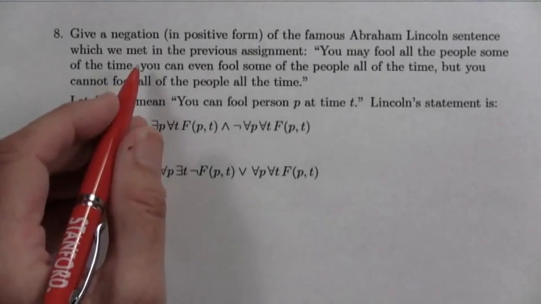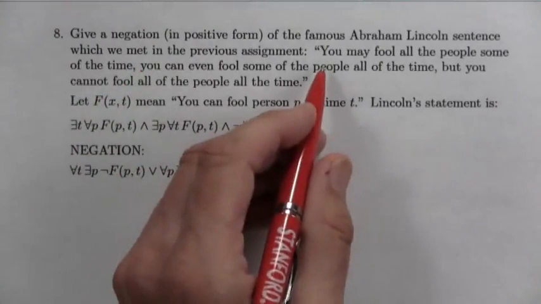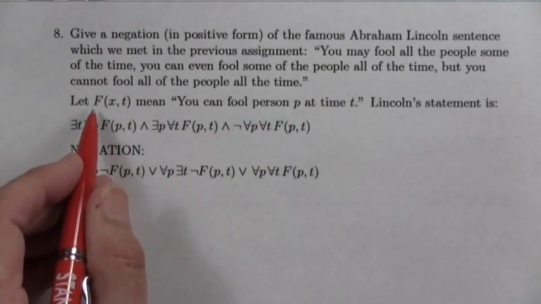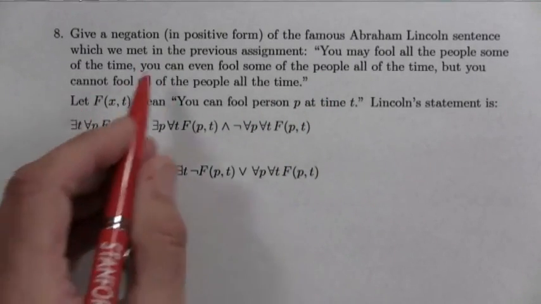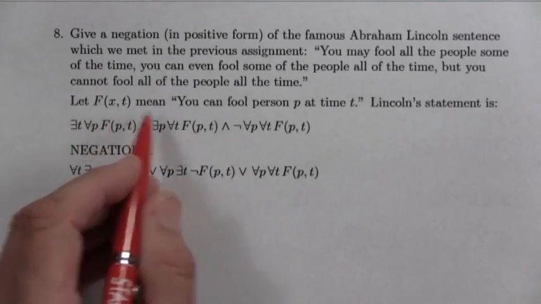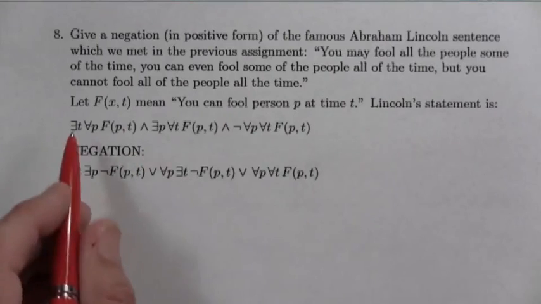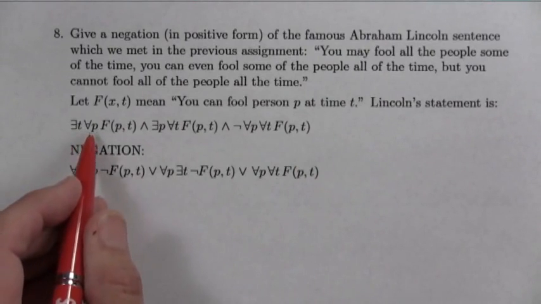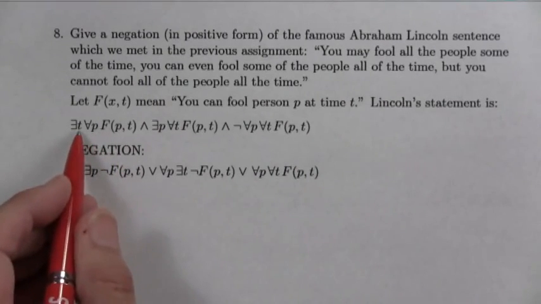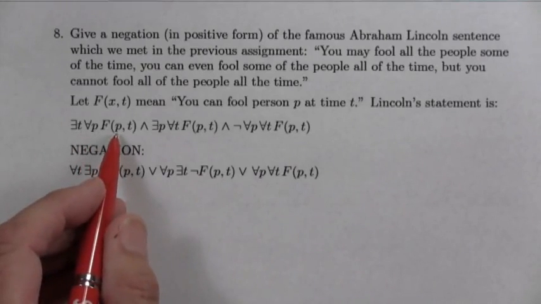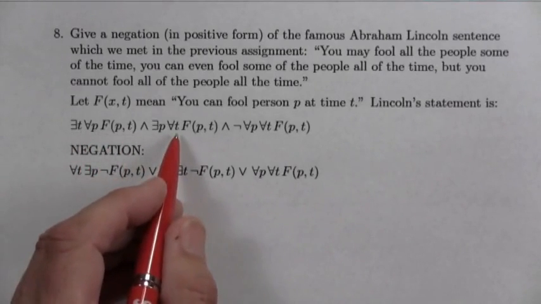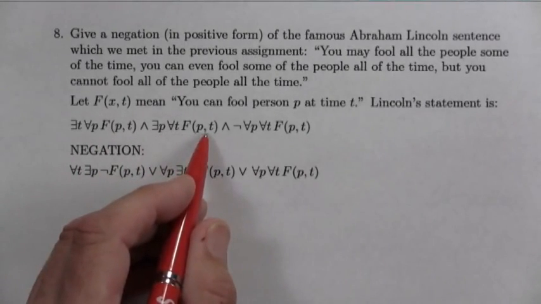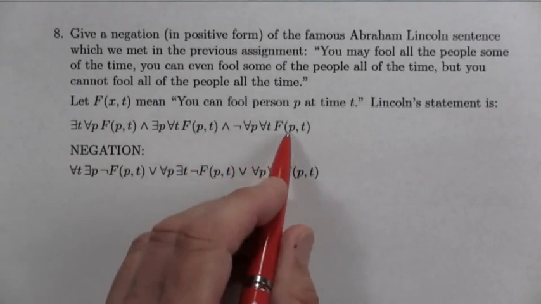Question 8 is our old friend Abraham Lincoln, and this famous, or allegedly famous, statement of his. We need to negate that sentence. So let's let F(p, t) mean you can fool person p at time t. And then his statement is this one. You can fool all of the people some of the time. There are some times when you can fool everybody. You can fool some of the people all of the time. So there are some people that can be fooled at all times. But you cannot fool all of the people all of the time.